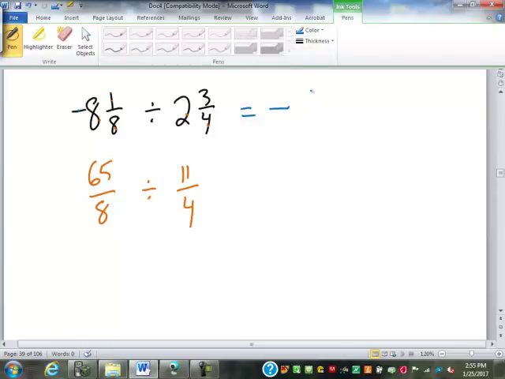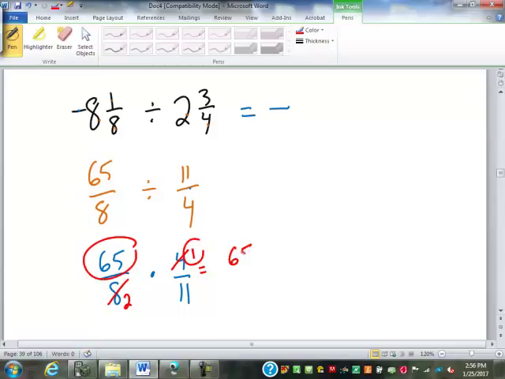What's my next step? Let's see what you guys remember here on fractions. I do the zigzag multiplication, but before I do, normally what we'll do is we'll take the reciprocal, right, and multiply. So instead of dividing by 11/4, we're going to multiply by 4/11. Now we could do the cross multiply or cross cancel. 8 and 4 both reduced by 4, giving me 2 and 1.